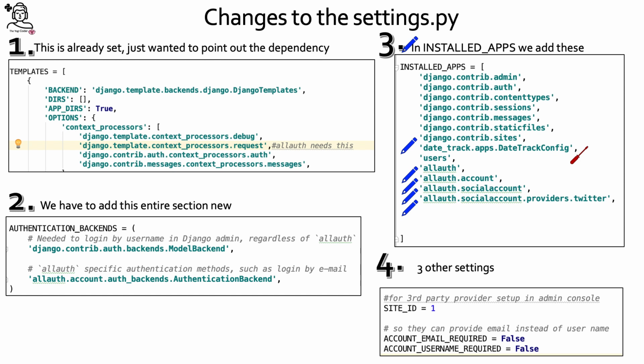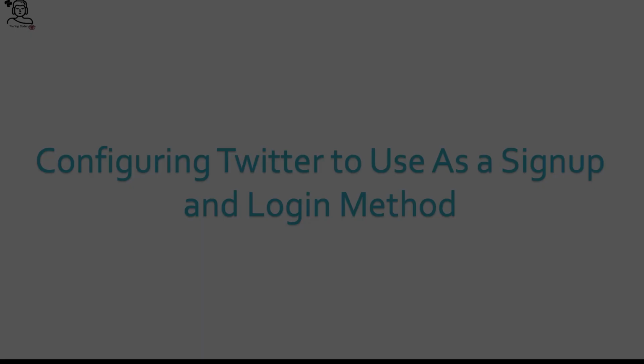So then three other settings. For third-party provider setup, you need to set SITE_ID = 1. And then these email required and username required, I have them set to false. Some people have email required set to true, so they can provide email instead of a username. And there are a host of other configurations, guys, up there that you may want to look into on the allauth site. It's worth it to read the documentation.